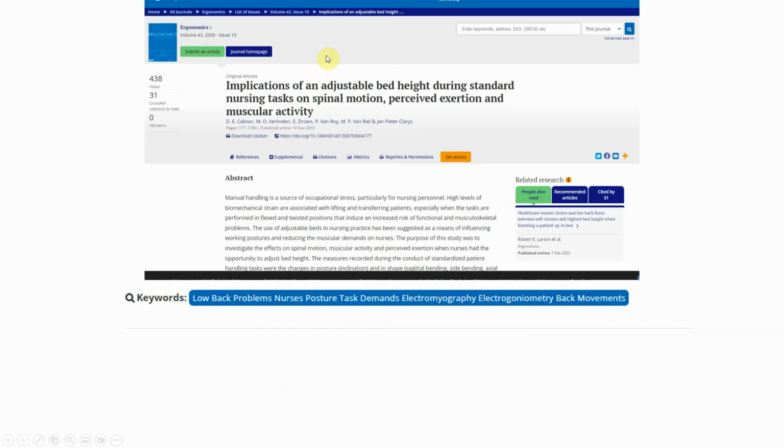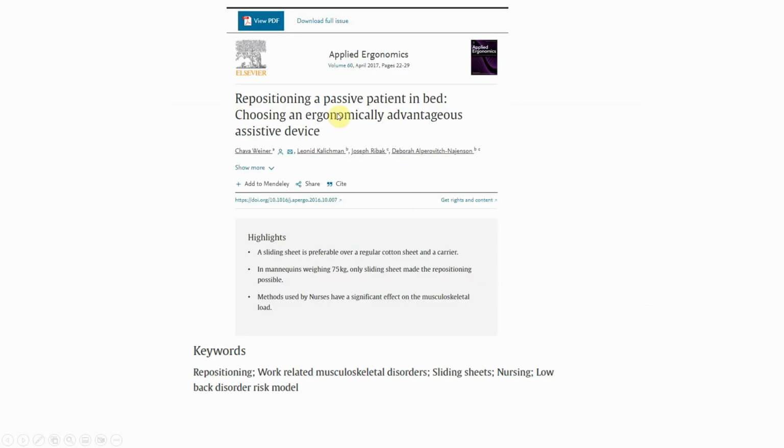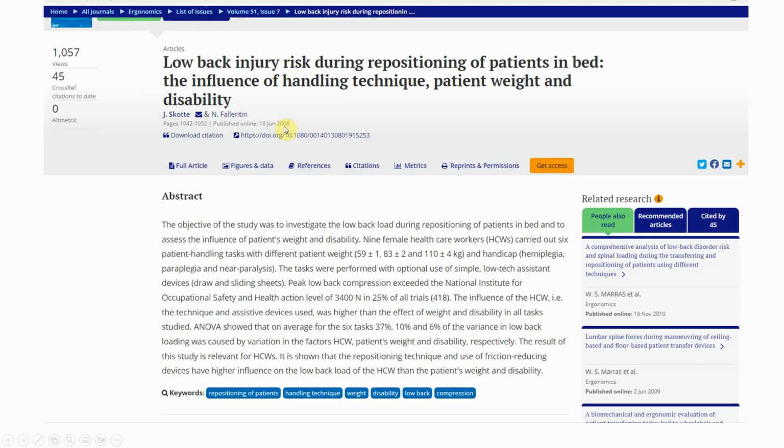Moving on, I found another article here, absolutely in line with what we're looking at, implications of bed height during nursing tasks, and a good range of keywords. Next article, repositioning, so a different word we're seeing in the title again, 2017, so we're back in reasonably recent articles, and a good range of keywords.